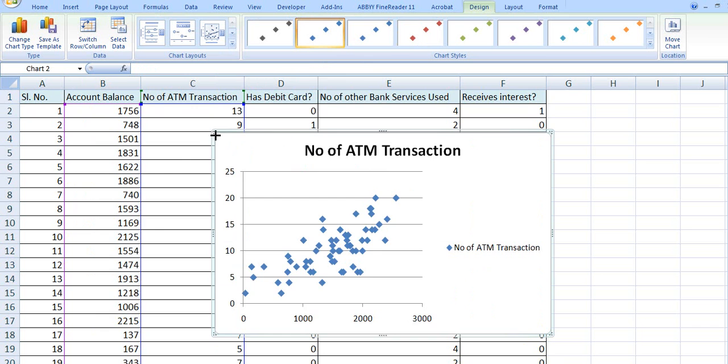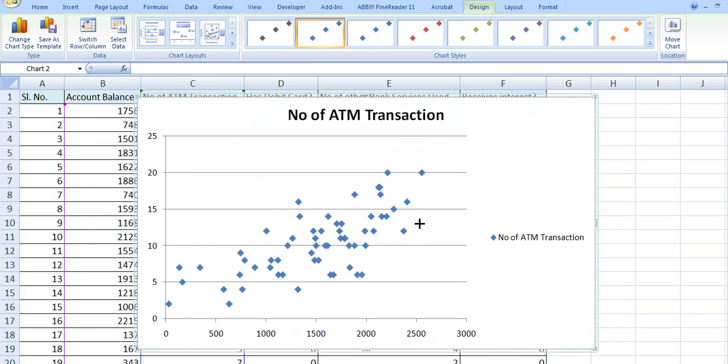So what we find over here is the number of ATM transactions and the account balance. Typically, as the account balance is increasing, you find that the number of ATM transactions is also increasing. So you get to know that there is some type of positive relationship between the account balance and the ATM transactions. An increase in the account balance implies that the ATM transactions are also increasing. So here you will find that there is a positive relationship between the two.